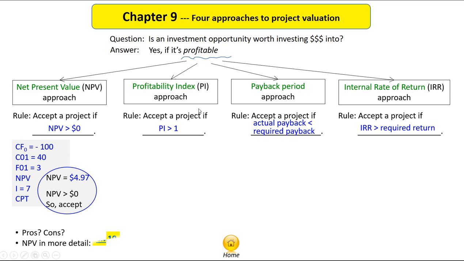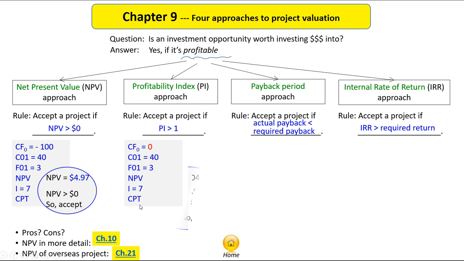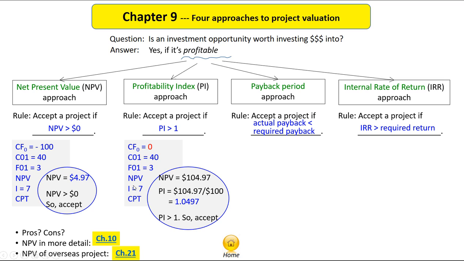For the profitability index approach, so the NPV in more detail is then covered in the chapter that follows, which is chapter 10. For the profitability index approach, we do the same math in the financial calculator using cash flow keys, except the cash flow 0 must be entered as 0. And then we need one more step. The second step, when we find the NPV in the financial calculator, which is $104.97, we then divide it by the initial investment of $100.